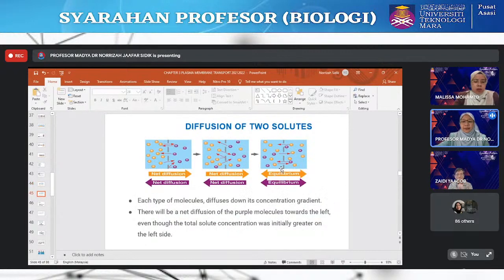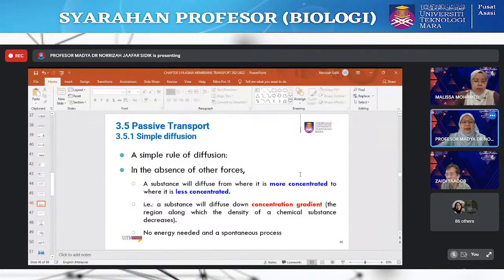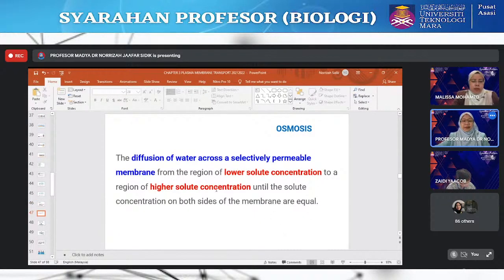Now we look at the next one, a simple rule of diffusion. In the absence of other forces, a substance will diffuse from where it is more concentrated to less concentrated. A substance will diffuse down its concentration gradient. No energy is needed, and it is a spontaneous process. The diffusion of water across a selectively permeable membrane from the region of lower solute concentration to a region of higher solute concentration, until the solute concentration on both sides of the membrane is equal, is called osmosis.